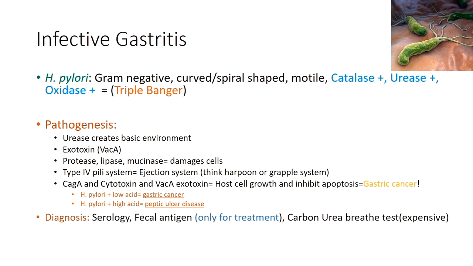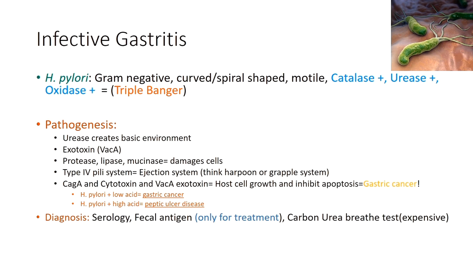Pathogenesis, pretty much it has urease. And so when it gets down into the stomach, it breaks up urea into ammonia, and ammonia is basic, so it kind of protects itself from the acidic environment. This can also be damaging to the mucosa, and it can erode away, leading to ulcers, and that's one of our presentations with this guy. It produces an exotoxin, which is VacA. It can damage cells, a protease, lipase, and mucinase. These guys also increase the damage to the mucosa there.